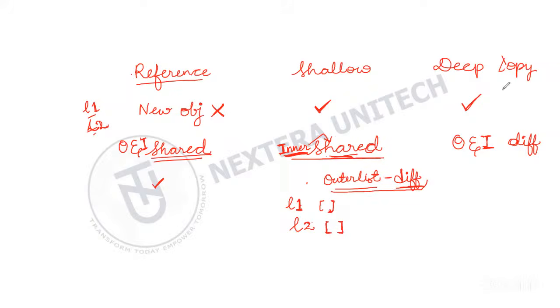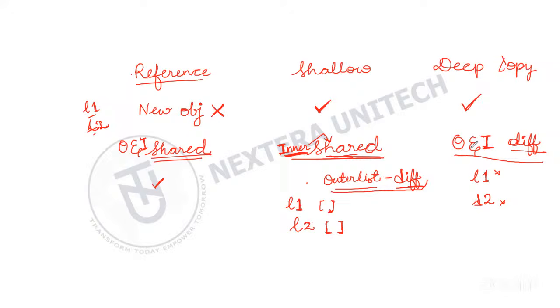And in deep copy, as it has entirely different memory locations, the outer structure and the inner lists will point to different locations, right? So when I modify L1, that won't be reflected in L2. When I modify L2, that won't be reflected in L1. Even if I modify the inner list of L1, that won't be reflected in L2, and if I modify the inner list of L2, that won't be reflected in L1, because the outer structure and inner lists consist of entirely different locations.